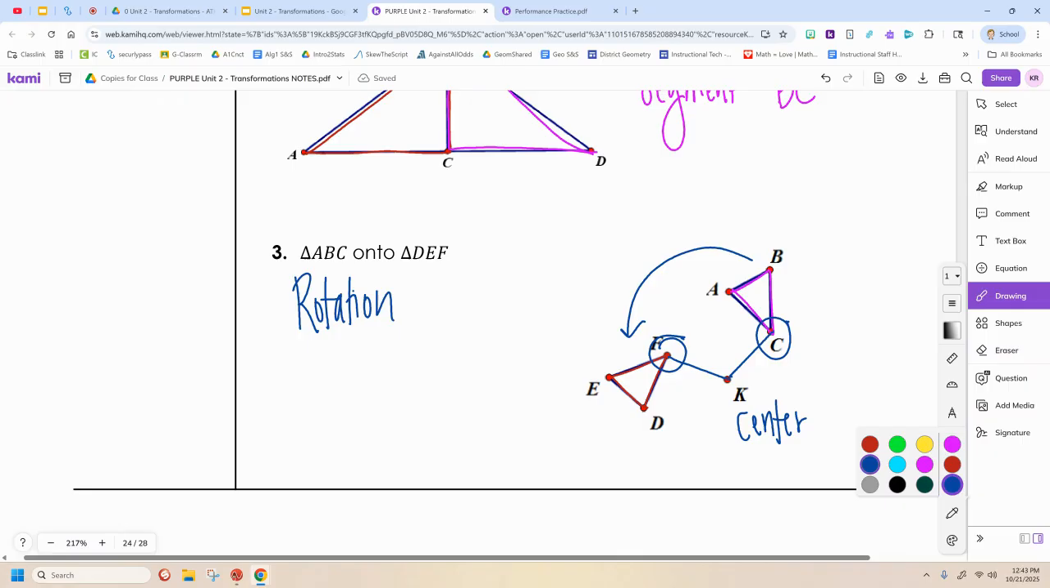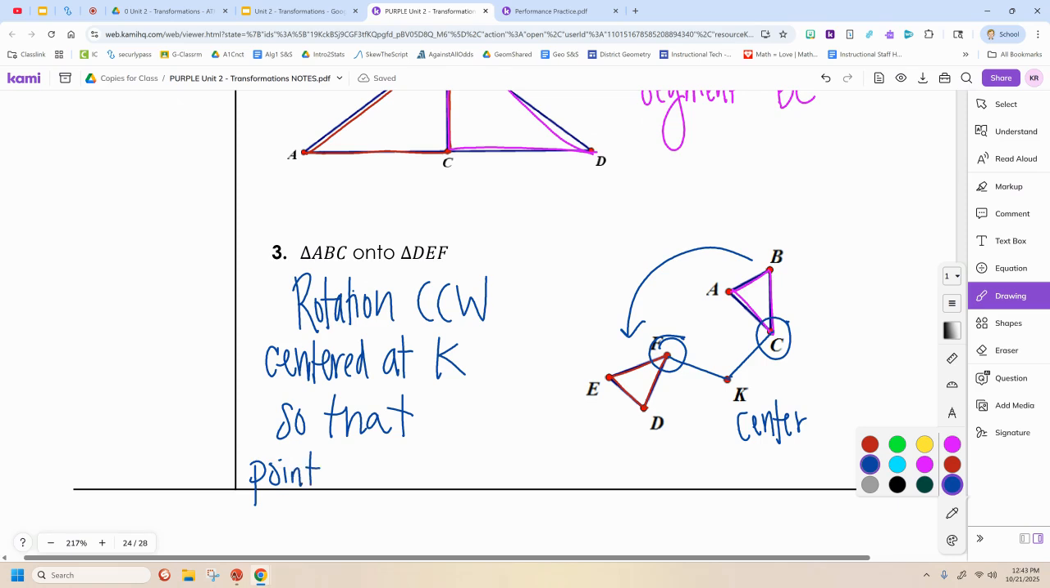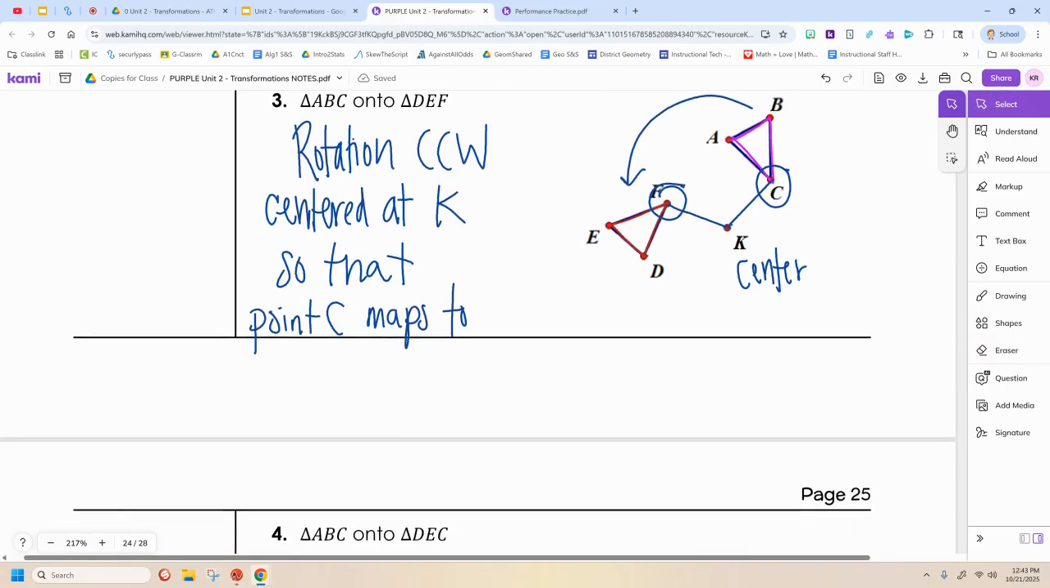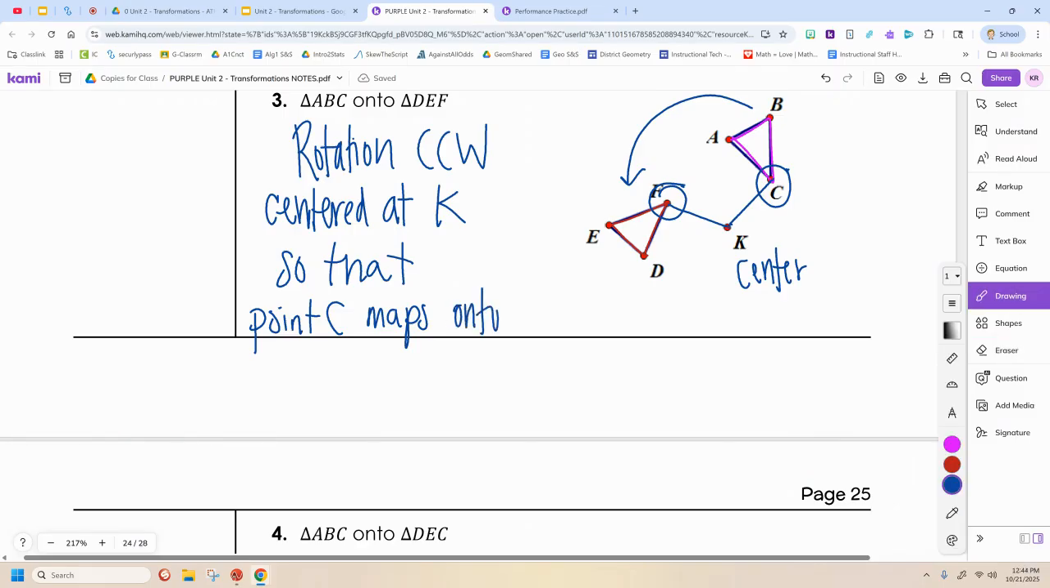So rotation, counterclockwise, centered at K, so that point C maps onto F. The likelihood that you're going to have to explain these is minimal, but being able to see rotation, see reflection, these are the things we're working out today.